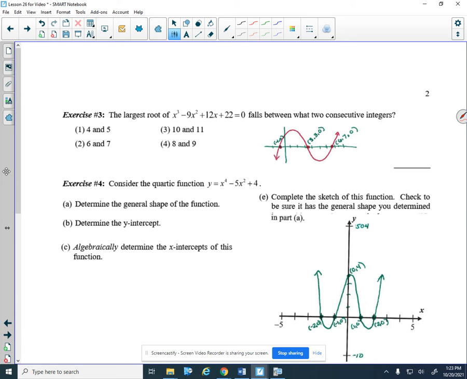We have the next graph too. We'll talk about that one together and do that one. So this is choice 2. Okay, I'm going to go back to the blank one now.